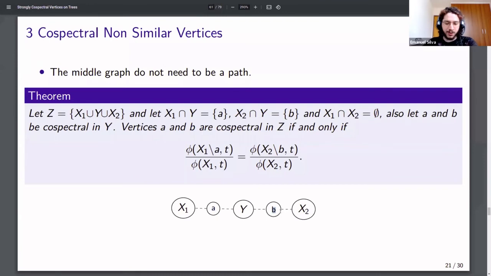since they're cospectral in the middle graph, they're going to be cospectral after the adding of x1, x2, if and only if this relation holds. So the thing is that now we don't need the tree Y to be a path. This can be any tree containing, for example, our vertex C, but as long as A and B are cospectral in this middle tree, we can add the limbs, and then A and B are going to still be cospectral if this relation of the limbs holds. And that's how we're going to construct our trees.